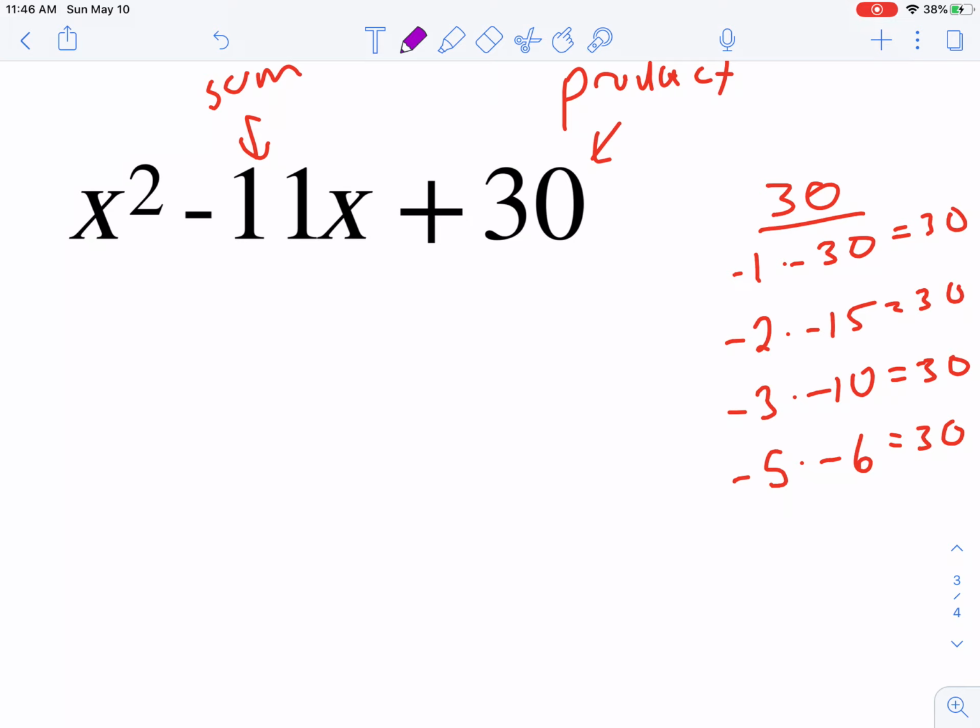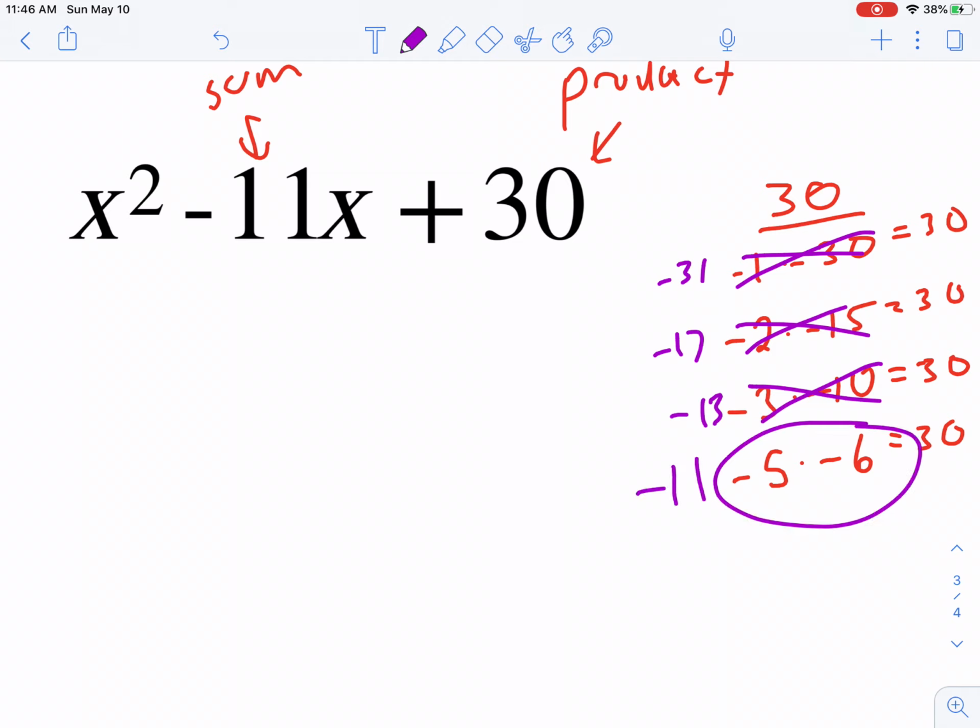Well, negative 1 plus negative 30 is negative 31 when I add those together, so that doesn't help me. Negative 2 plus negative 15 is negative 17. That doesn't help me because I need these to add up to negative 11. Negative 3 plus negative 10 is negative 13, so that doesn't help me. Negative 5 plus negative 6. Hey, look at that. Negative 5 plus negative 6 is negative 11.